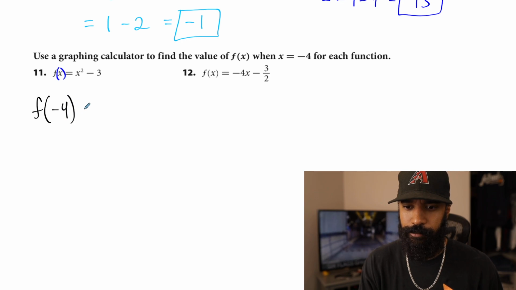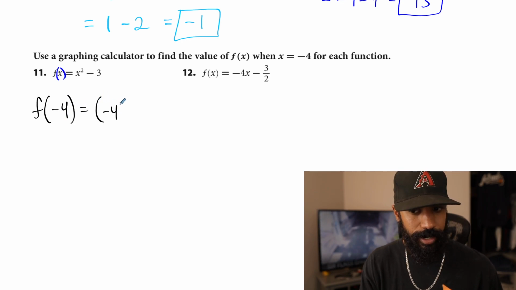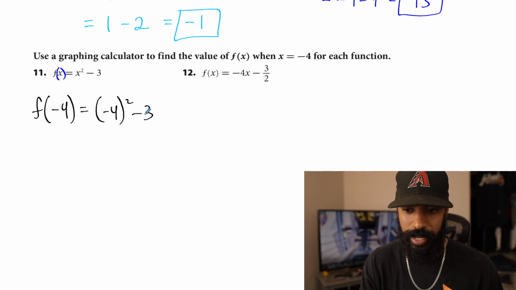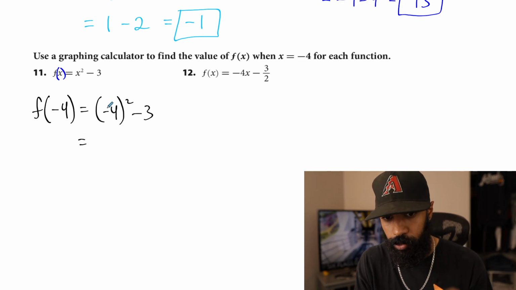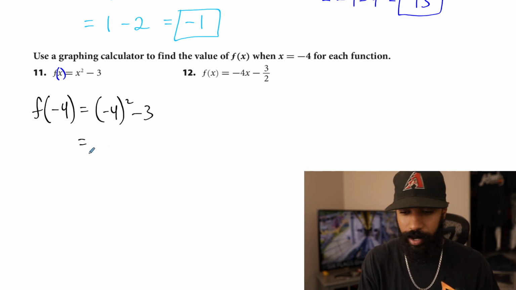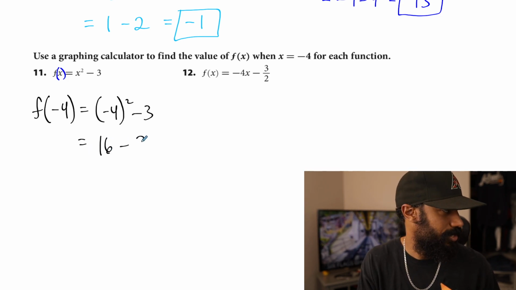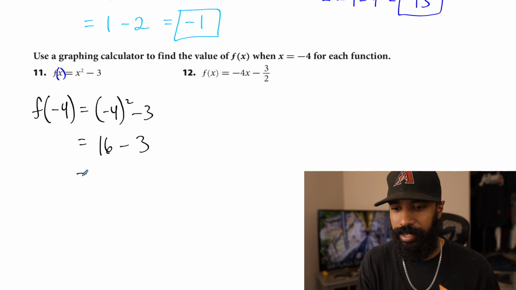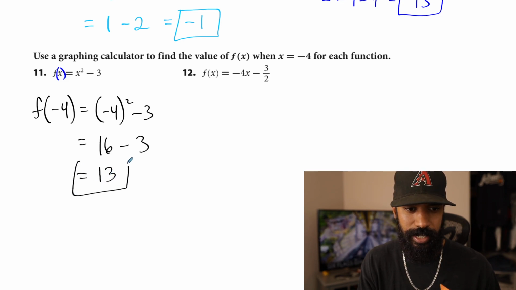So f of negative 4 equals negative 4 quantity squared minus 3. Look at that. Substitute. Use the parentheses with negative 4 here. Negative 4 quantity squared is 16. 16 minus 3. 16 minus 3 is 13.